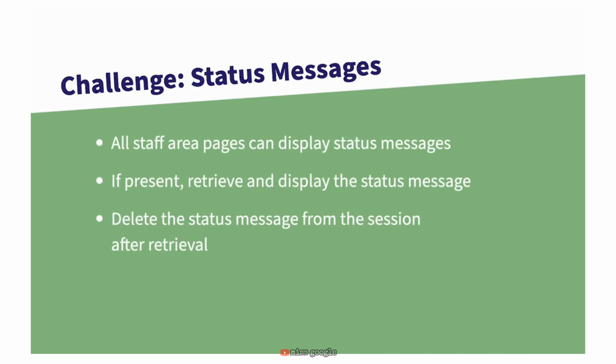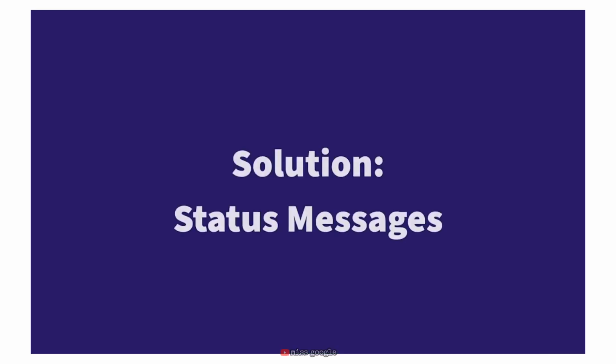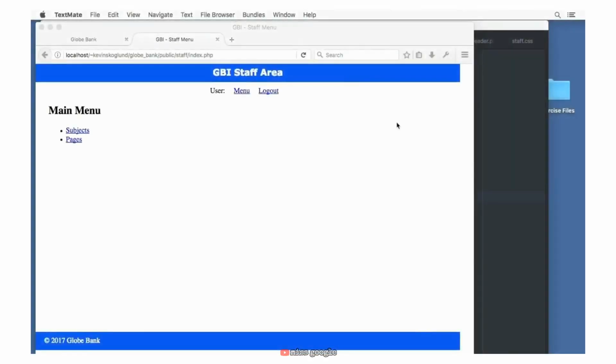Spend a few minutes trying it on your own. See how you do. In the next movie, I'll show you the solution that I came up with. In this movie, I'll show you how I solved the challenge assignment and added status messages to our application. Let's begin by looking at it in action to see what it looks like.